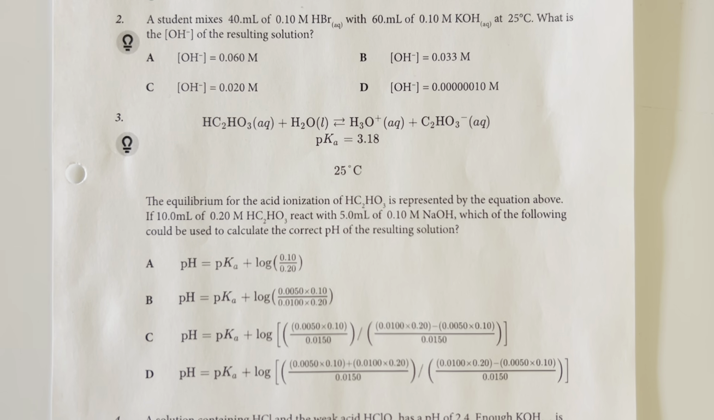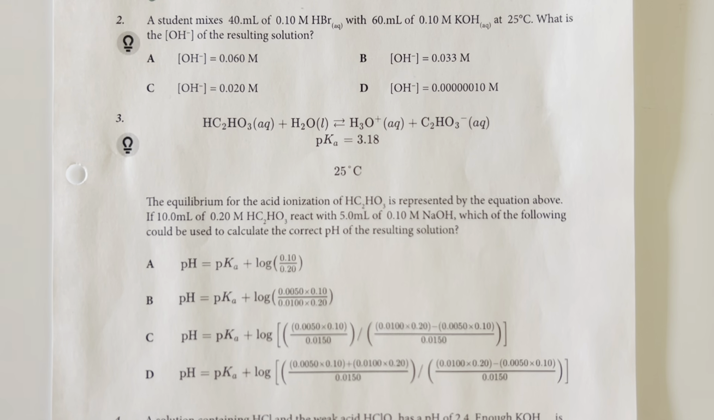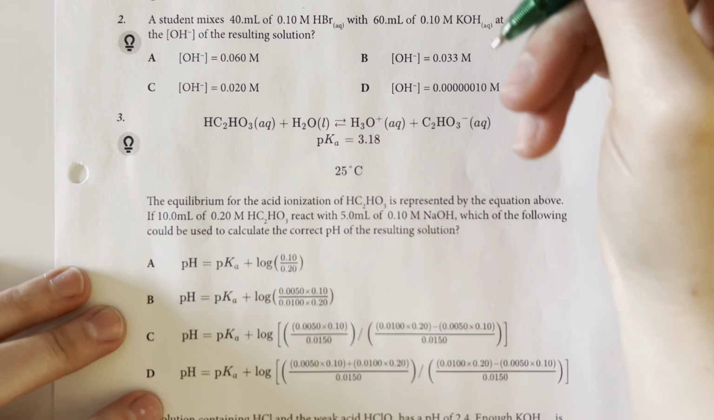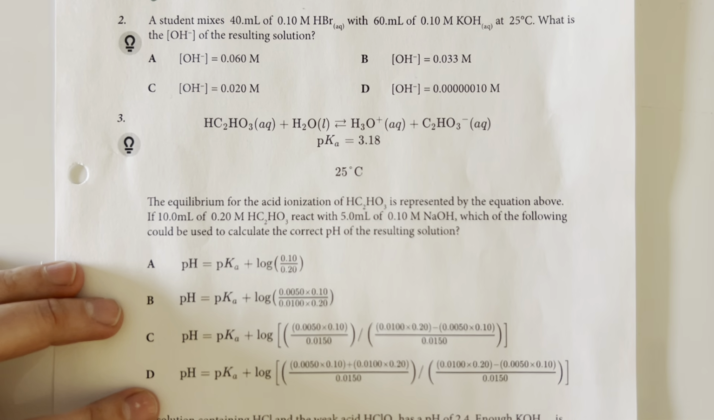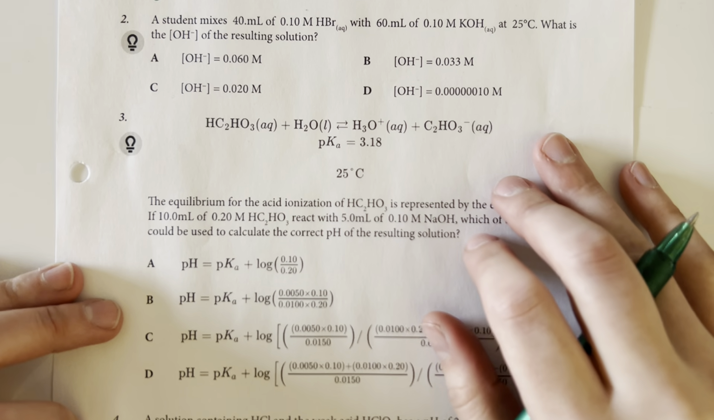A student mixes 40 milliliters of 0.1 molar hydrobromic acid with 60 milliliters of 0.1 molar potassium hydroxide at 25 degrees Celsius. What is the concentration of hydroxide of the resulting solution? So both hydrobromic acid and potassium hydroxide are strong acids and strong bases, which means that we're going to assume that the reaction goes to completion.